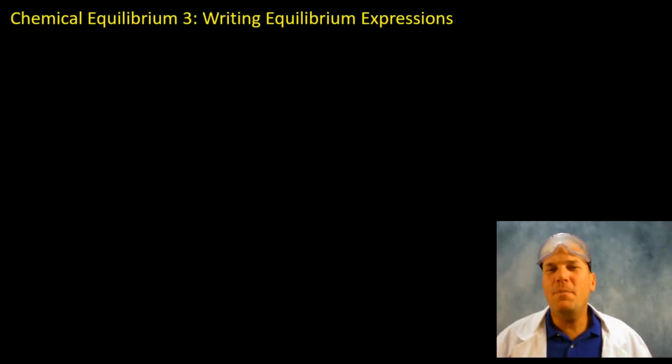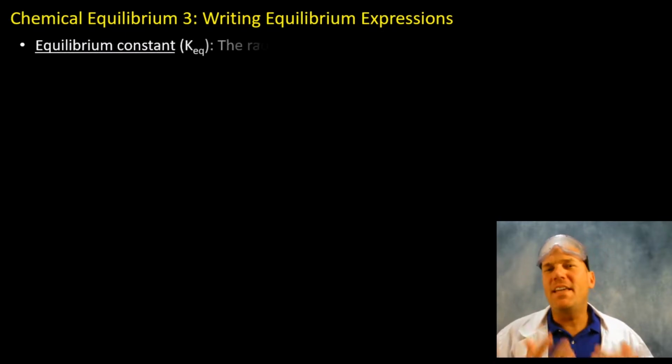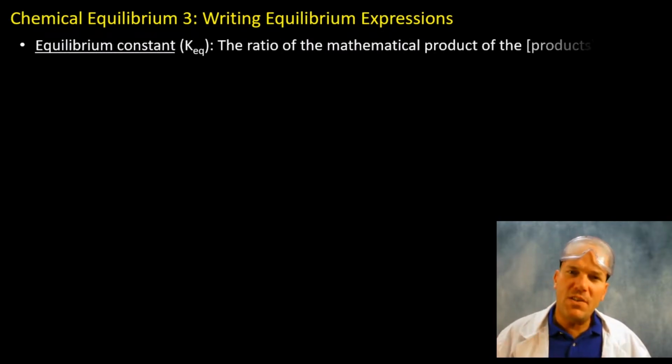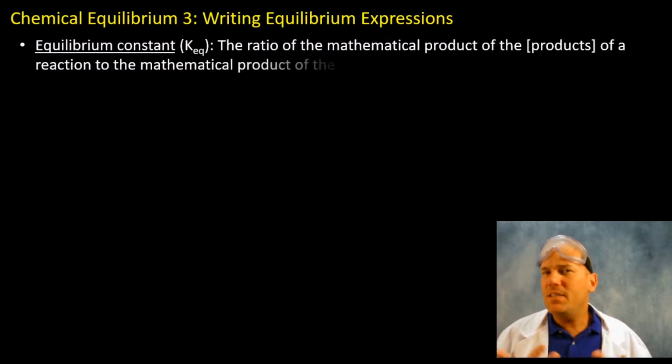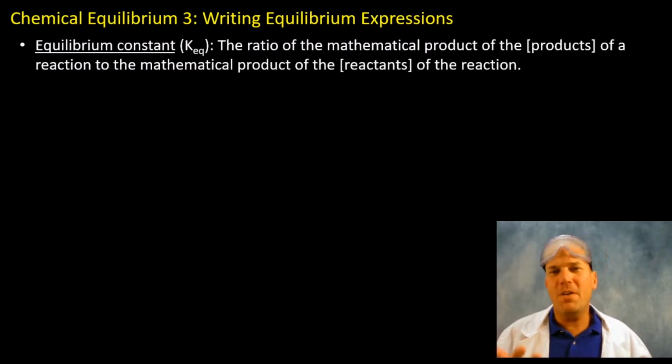In Chemical Equilibrium 3, I'm going to teach you how to write equilibrium expressions. First, let me define the equilibrium constant, which is denoted with a capital K and a subscript EQ for equilibrium. Now, before I read this to you, I must warn you it is a bit convoluted, but I promise you I will explain all of this.